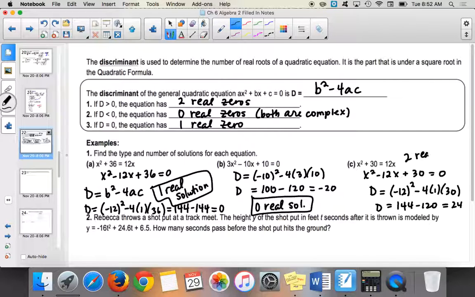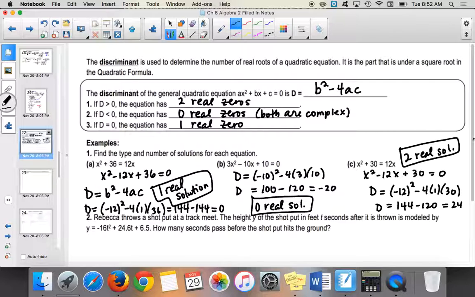2 real solutions. Okay, so it's just finding how many solutions you have. You guys kind of see those solutions for that last one would be not rational, they'd be irrational. They have a square root, because the square root of 24 doesn't come out evenly. But if that had been like 25, then it would be 2 rational solutions. So you could go even further, and a lot of textbooks will break that up further.